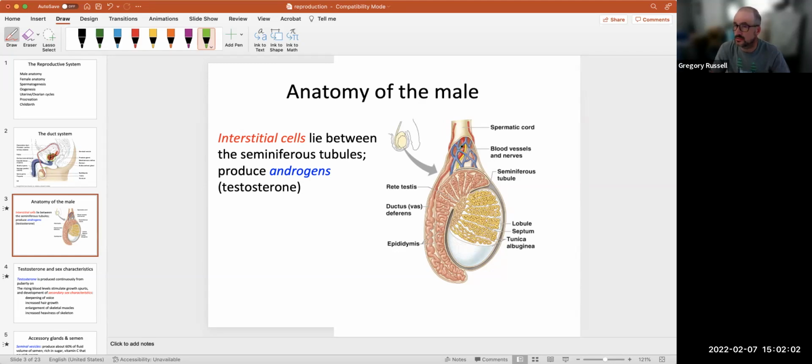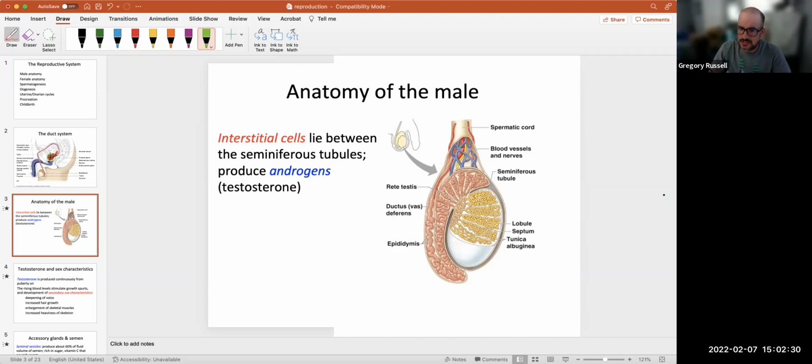The testes both have a really rich blood supply. In fact, the way that the blood works, it acts as a little bit of an air conditioner for the testes. We keep cooler blood down near the testes, and then we warm it back up as it comes into the body cavity. So that also helps to ensure that the testes are kept just a little bit cooler than body temperature.